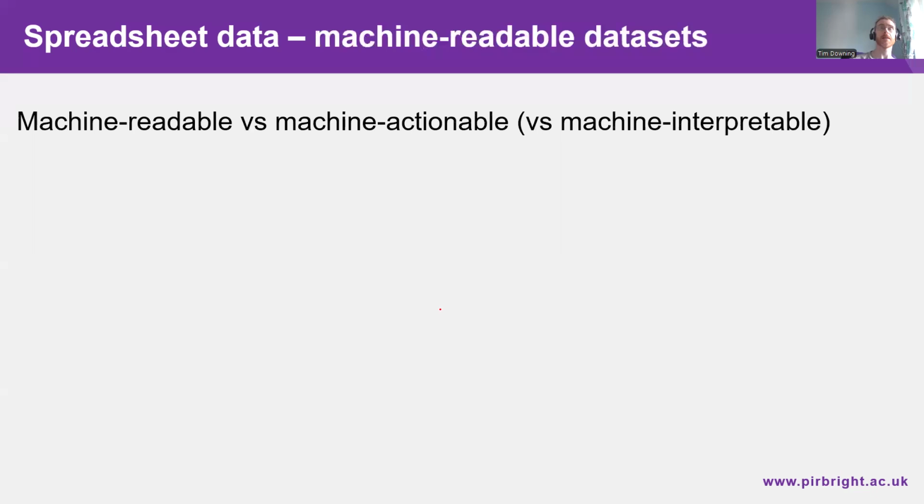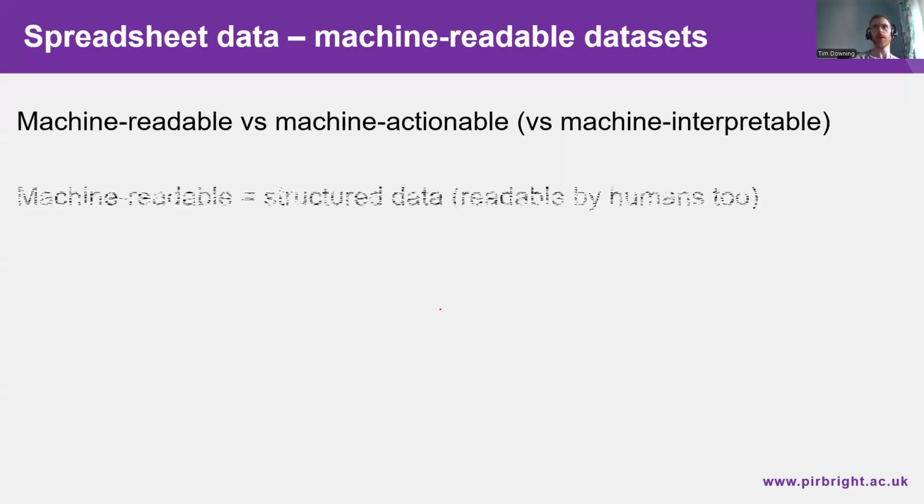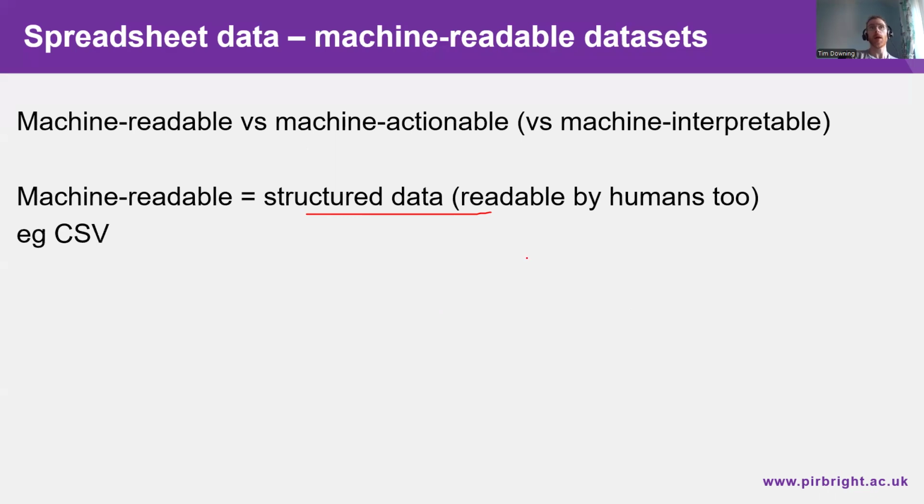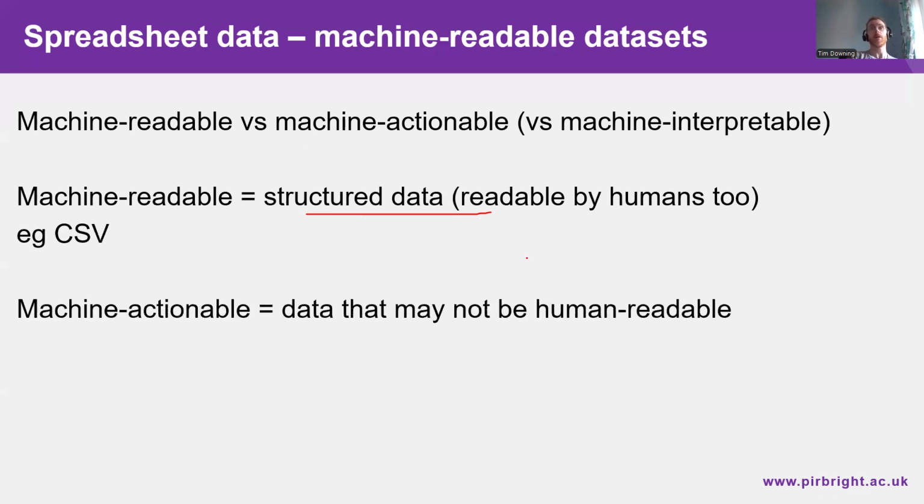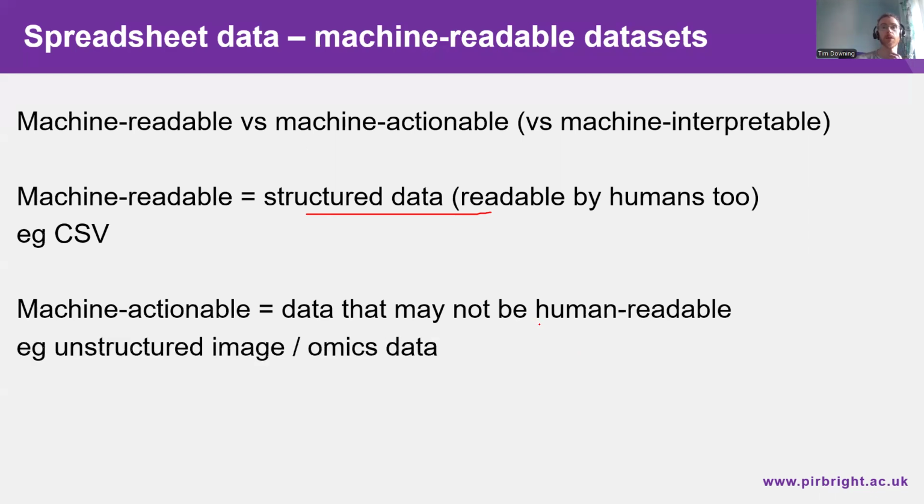We also want to make our data set machine readable wherever possible. And that's different from machine actionable and machine interpretable. We're used to machine readable as being something like a structured data set that's also readable by humans. We may have machine actionable files. These may not be machine readable. So they may be semi-structured or unstructured files that only a computer can interpret. So for example, image data or omics data often can be in that particular format.